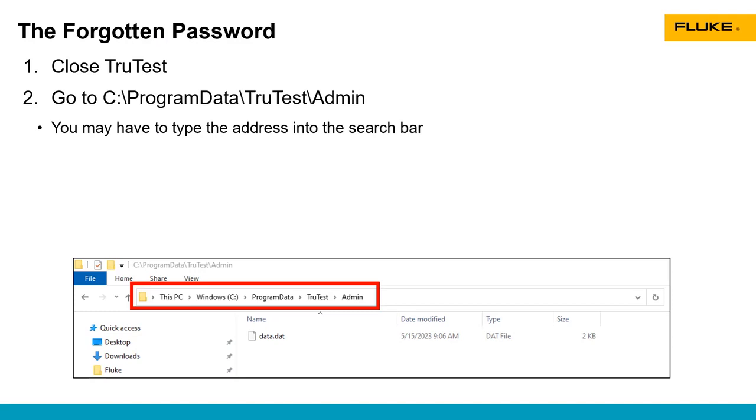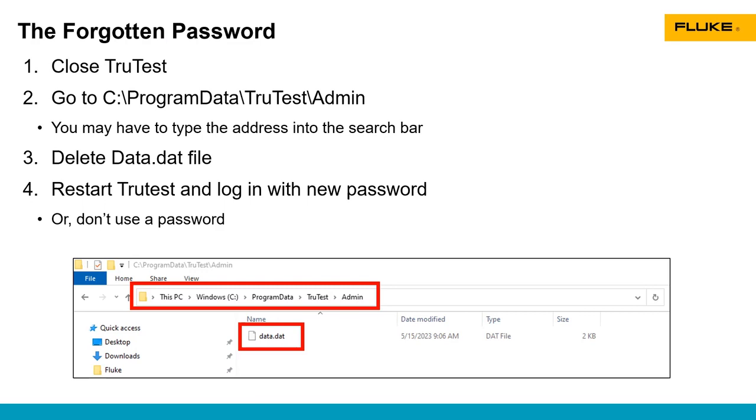A lot of times you can't see that program data folder unless you have high-level administration rights to your computer. Once you get into that folder, the only thing in there is the data.dat file. Delete that file and then restart TruTest. It's going to ask you to log in again with a new password. You don't actually need to use a password in TruTest, so you can just put in your username and hit login and it will log you in. That way, if you forget, there's nothing to forget because you don't have a password on there. Downside is there's no security to it, so it's probably a good idea to use some type of password.